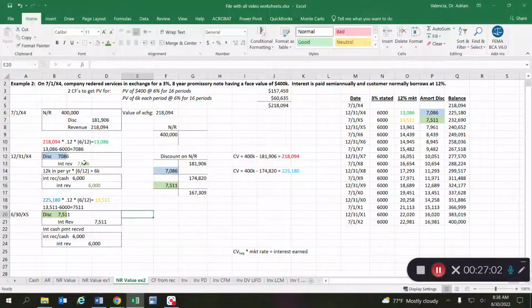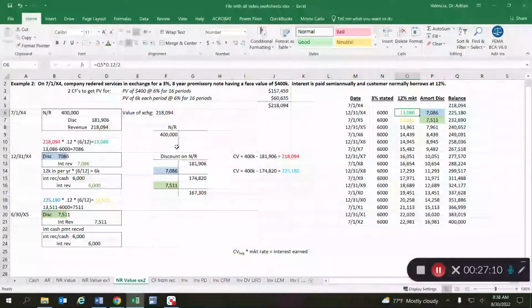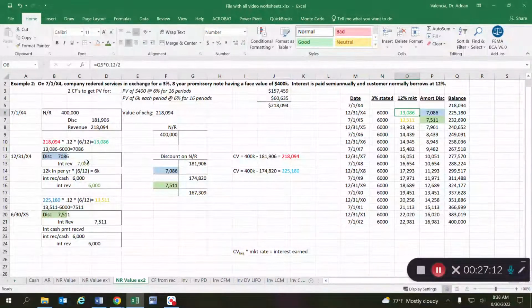So notice this 7,086 and 6,000 is the 13,086. And I told you this is the interest revenue earned. So that's what we're going to recognize for that 6-month period. Now, I receive cash of 6,000, so that's why I'm putting cash here, or if it's going to be paid later or the next day or whatever, interest receivable, but it's money that's coming in. And then the difference is what gets amortized to the discount. This is what we looked at right here.